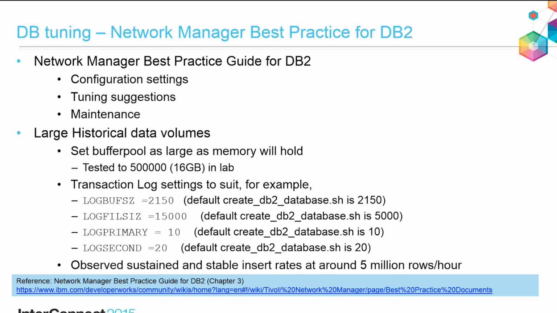Along with the buffer pool, the other thing to keep in mind is the transaction log maintenance and making sure that the transaction log settings are adequate for the task. As a result of that, the rate that we can support is increased dramatically from something like 7 million rows a day to 5 million rows an hour. So we increase that significantly. Okay, if we can go to the last slide, please.